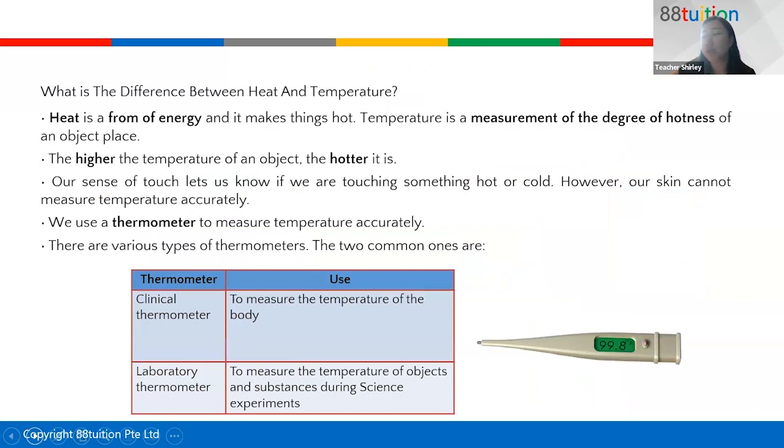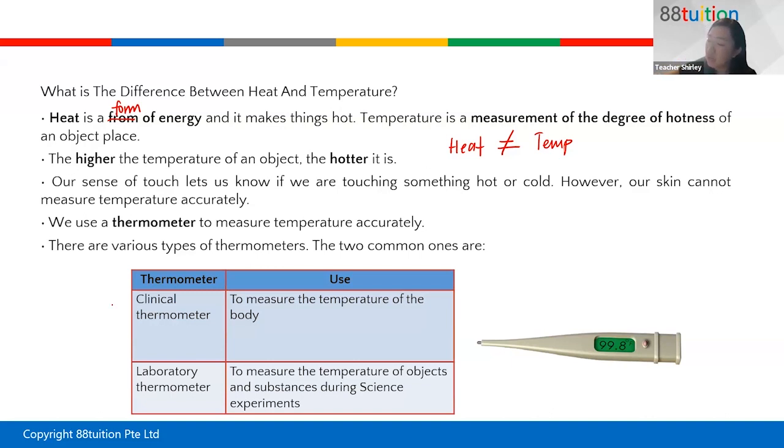So what is the difference between heat and temperature? Heat is a form of energy, right? It's a form of energy and it makes things hot. Temperature is a measurement of the degree of hotness. So all in all, you need to know that heat is not equal to temperature. Okay, heat is a form of energy, but temperature is like a measurement. For example, when we use the thermometer, right? The higher the temperature, the hotter it is. But that doesn't mean the amount of heat energy as well.